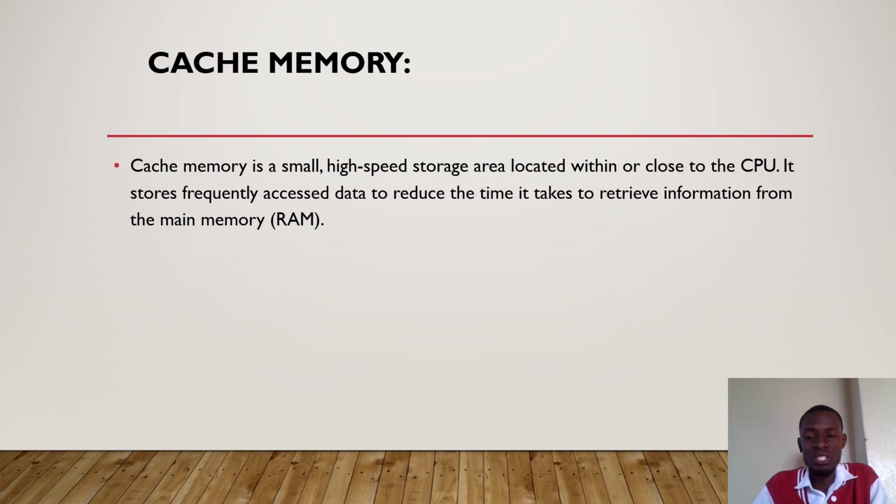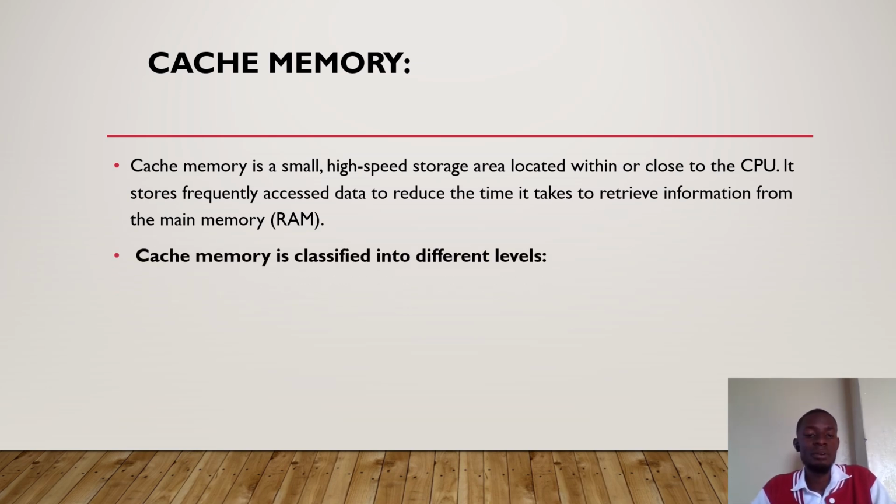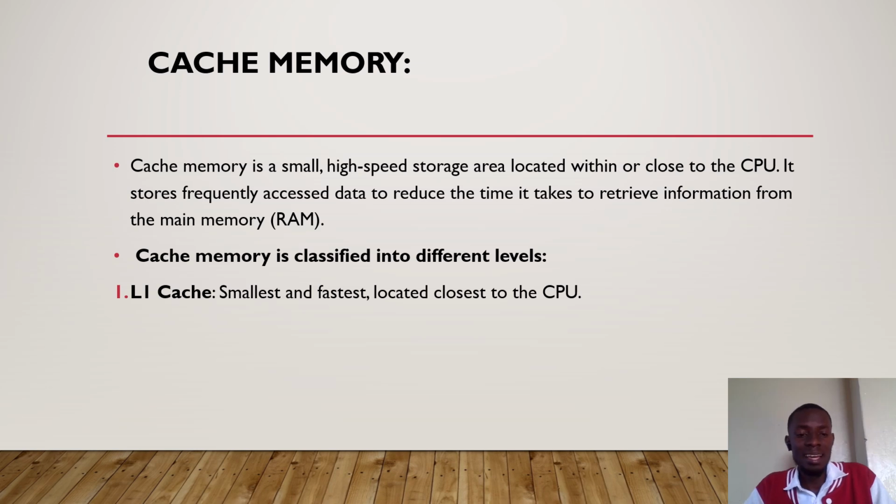Altogether, it is the smallest unit of memory that is within or close to the CPU, and it helps reduce the time the CPU might use to access the information from the main memory. Now, the cache memory is classified in levels, and that is the L1 cache, that is the smallest and fastest, located closest to the CPU. The L1 is this area that is closest to the CPU.